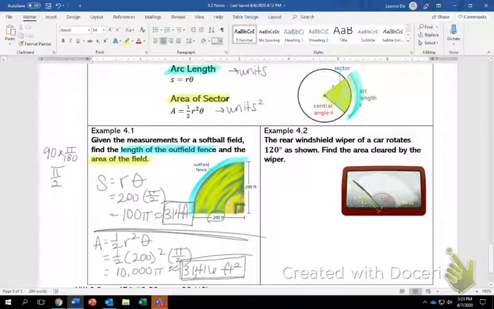Example 4.2 is a little bit different. It says, and it's a little hard to see on your notes, so I do apologize for that, but it should be 14 inches here, and this should be 25 inches. All right, so it says the rear window shield wiper of a car rotates 120 degrees as shown. Find the area cleared by the wiper. So notice how it's not the full 25 inches, it's actually 14 inches. And so an easy way to do this is just apply the area formula to our 14 and to our 25 inches to find the total, and then we can subtract any extra, okay?